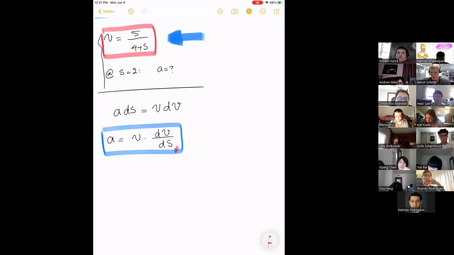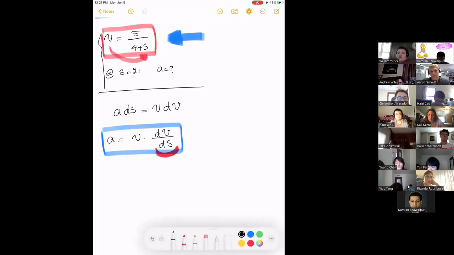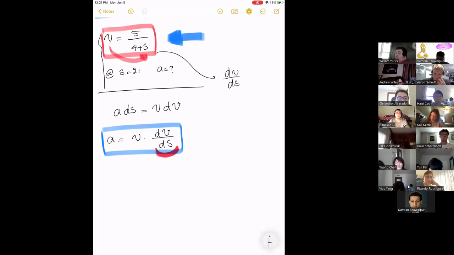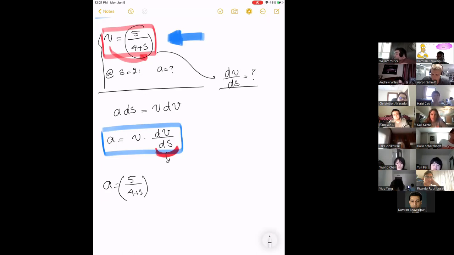Technically, I am looking for dv/ds, right? And I have v as a function of s. So from this, find dv/ds for me. Because if I'm going to substitute, A is going to be, I'm going to substitute v here as 5 over 4 plus s, right? And I need this to substitute. And this, you get it from here.